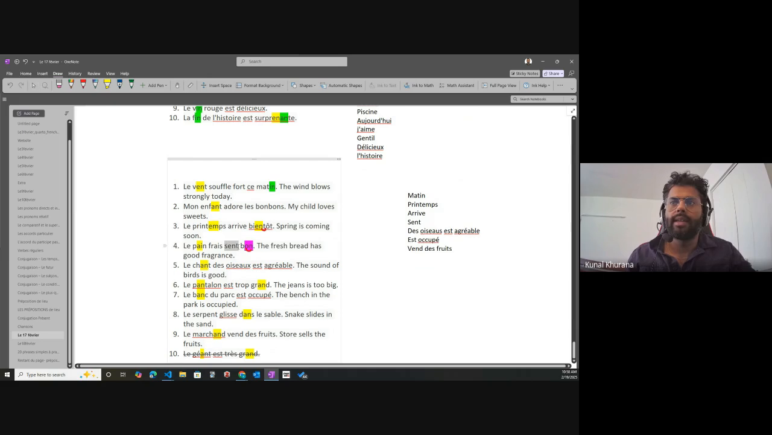Okay, so this one here is the verb sentir. Le pain frais, it's the third person singular: il sent, and it means feels good. So don't worry if you don't know. That's a bit advanced. We have not done that, but that would add to your vocabulary list.